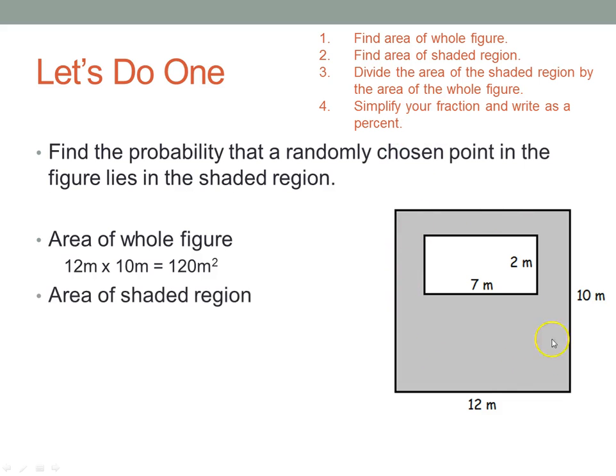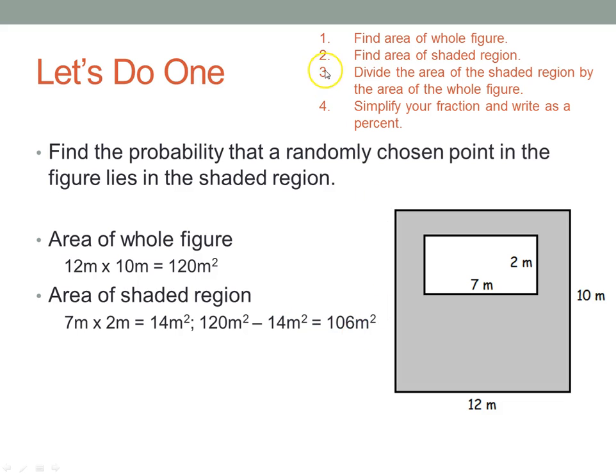Now I'm going to find the area of my shaded region. Now the area of the shaded region is all this. So what I can do is find the area of this rectangle and subtract it from the total area. So the area of the smaller rectangle is 12 meters by 2 meters, or 14 meters squared. So now I'm subtracting that from my 120 meters to get the area of the shaded region, which is 120 meters minus 14 meters, which is 106 meters.